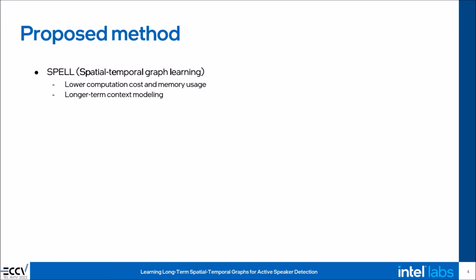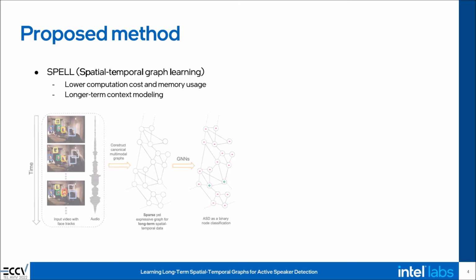We propose a new method based on spatial-temporal graphs named SPEL, which is capable of modeling extremely longer-term context information, and on top of this, has lower computation cost. SPEL converts a very long video into a graph structure, where each face region corresponds to a graph node, and the spatial and temporal relationships between the faces are captured by graph edges. After constructing the graph, SPEL uses GNNs to solve the problem of ASD as a binary node classification.